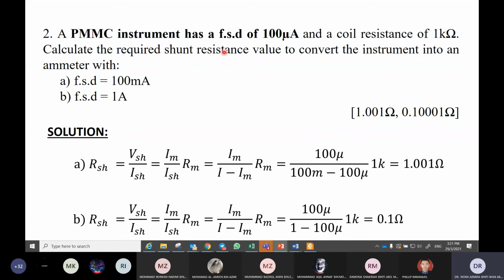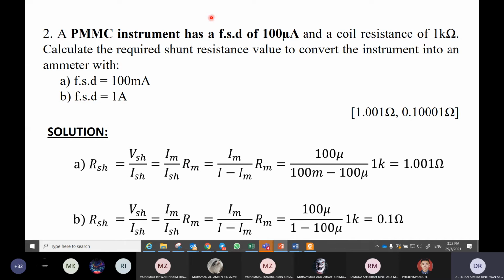What is the R shunt? The second one is we want to design an ammeter with 1 amp range. So what is the R shunt? We know that R shunt is equal to V shunt over I shunt. V shunt is equal to VM. VM is equal to IM RM.